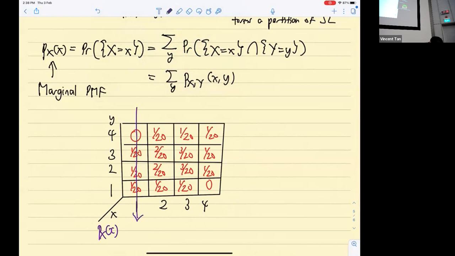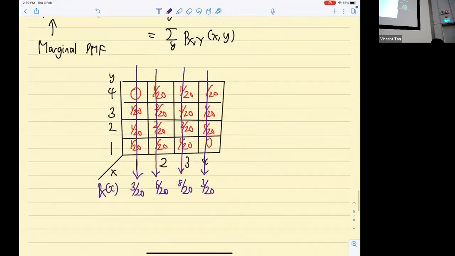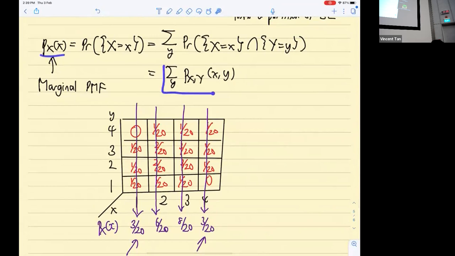So I sum over all these values to give the probability that X is equal to 1. I have 1 plus 1 plus 1, which is 3 over 20. Now, if I am interested in 2, I sum over all such values and I get 6 over 20. I sum over all such values to get P_X of 3 and I get 8 over 20. And here I do the same, I get 3 over 20. This is P_X of 1, this is P_X of 4. What I'm doing here is just applying the formula above, summing over all possible values of Y of the joint. This is exactly what I'm doing.